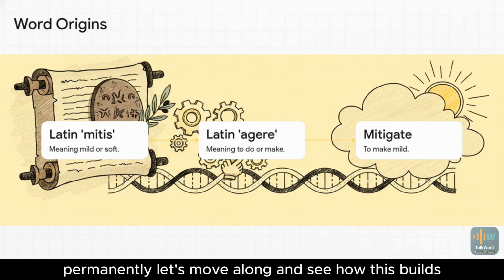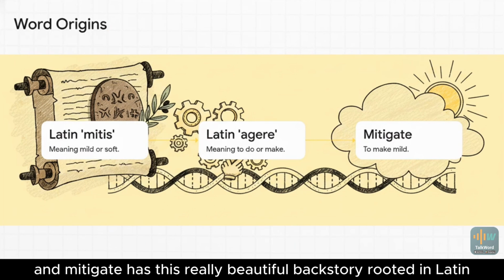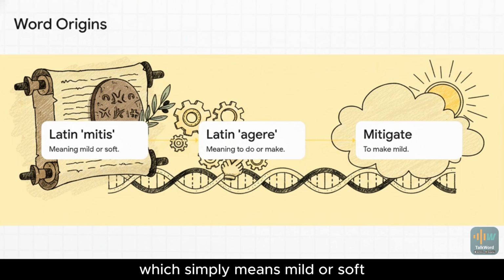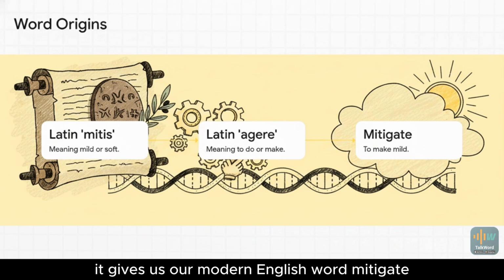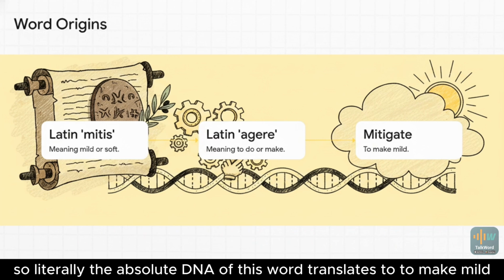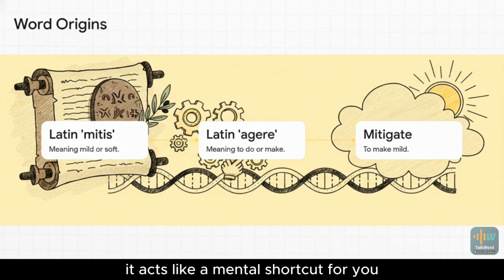Let's move along and see how this builds, because words are kind of like ancient artifacts, right? And mitigate has a really beautiful backstory rooted in Latin. It all starts with the Latin root metus, which simply means mild or soft. Then we combine that with agere, meaning to do or to make. Put the two together and bam, it gives us our modern English word, mitigate. So literally, the absolute DNA of this word translates to make mild. Understanding this root is a total game changer. It acts like a mental shortcut for you. From now on, whenever you hear mitigate, just think, make mild.